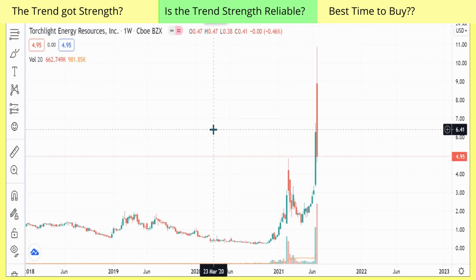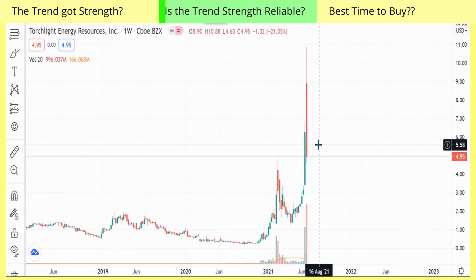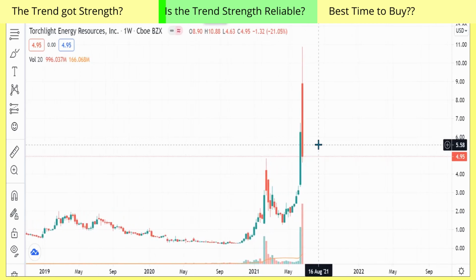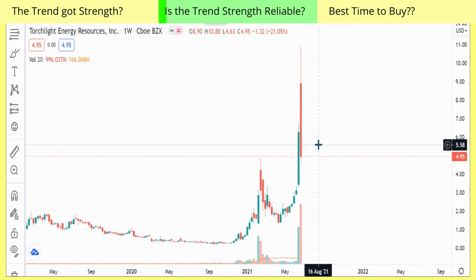In the second part, we're going to look at the reliability of our earlier analysis, where we said that this particular stock, Torchlight Energy Resources, has the strength to move upward. Now we want to see how reliable that is. Is it a fake kind of strength, or a reliable kind of strength? To know that, we need to do a bit of pattern analysis. We need to look at the candlesticks that we have here.